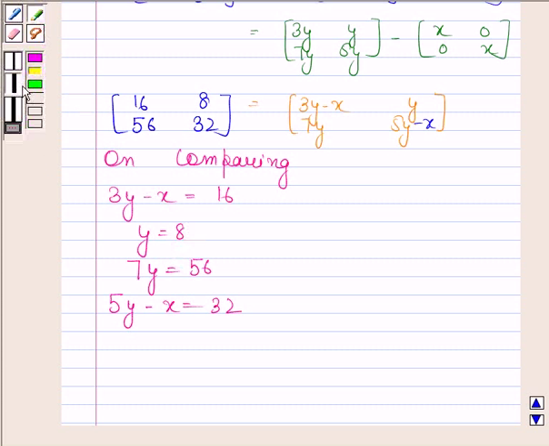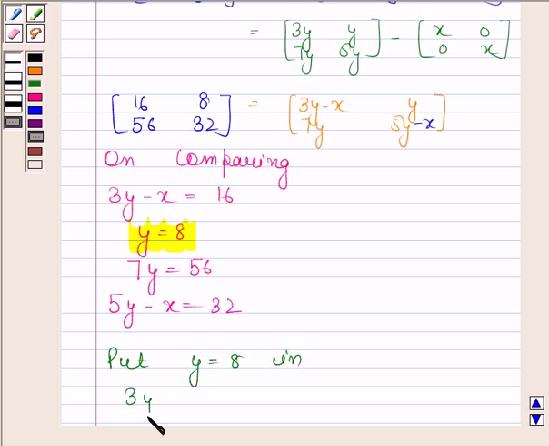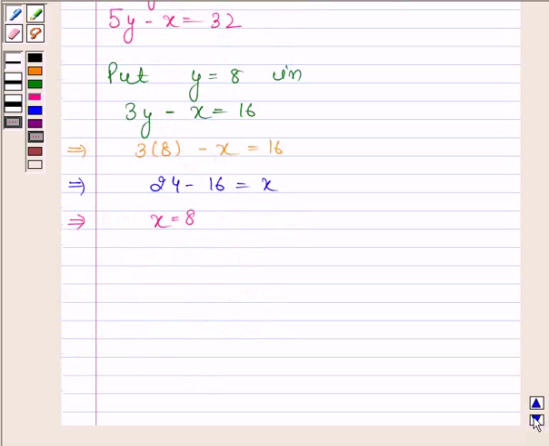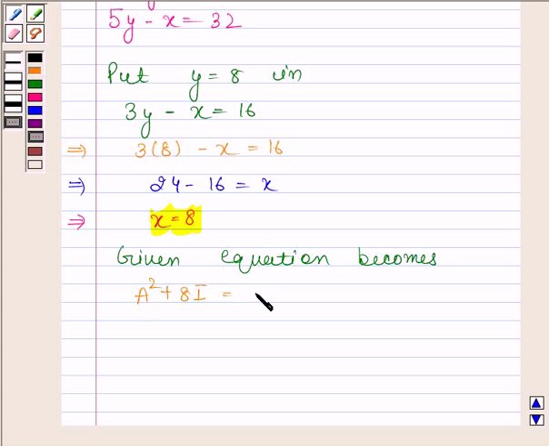Now we have got the value of Y, so we can now easily find X by substituting Y as 8 in this equation. So let's now put Y as 8 in equation 3Y minus X equals to 16. Now this implies 3 into 8 minus X is equal to 16. This implies 24 minus 16 is equal to X, and this implies X is equal to 8. So now our given equation becomes A square plus 8I is equal to 8A.